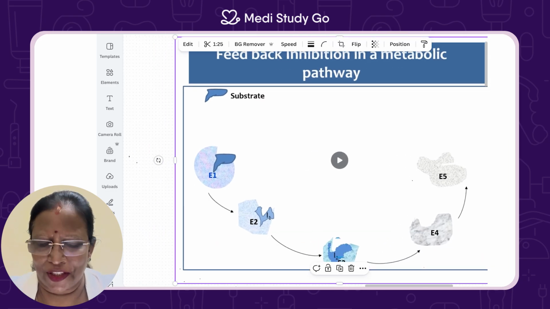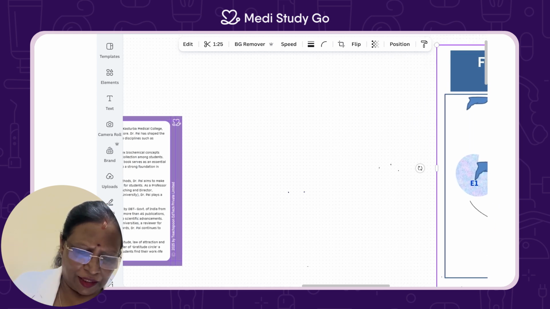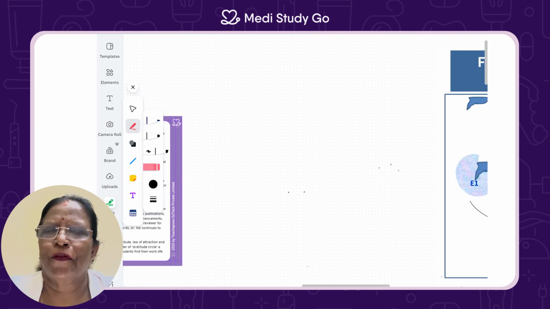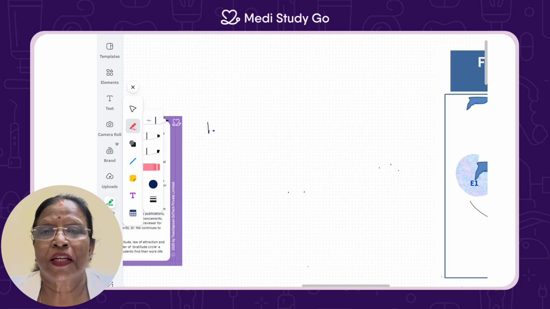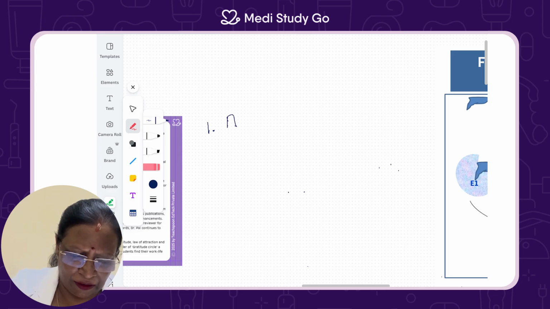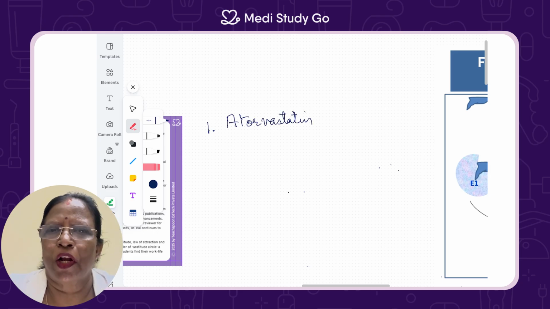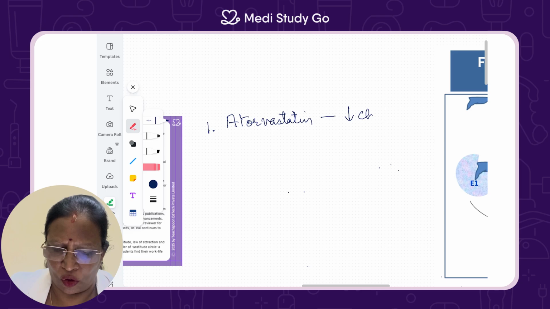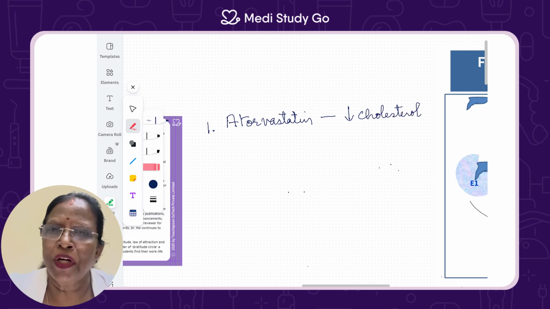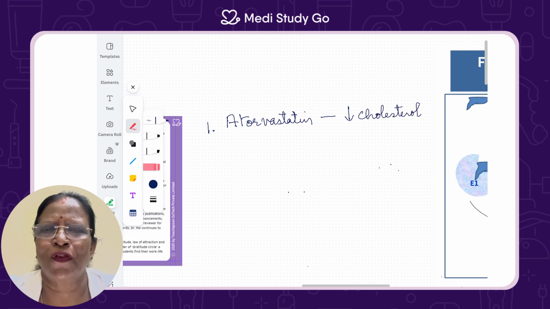Today, I'm going to start with 4 case scenarios. So let's begin. Case scenario 1. A 55-year-old gentleman came to the hospital for a routine checkup. It was found that his cholesterol levels were very high. So the doctor prescribed for him atorvastatin, which belongs to the statin group of drugs. And within a few weeks, there was a decrease in his cholesterol levels. How did atorvastatin decrease the level of cholesterol?